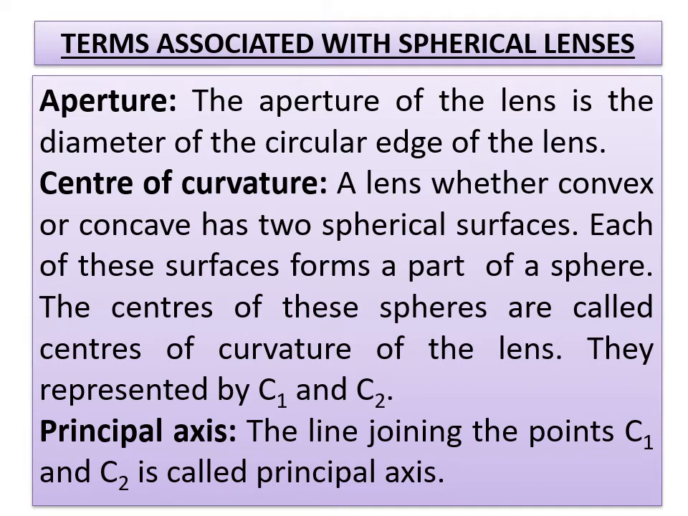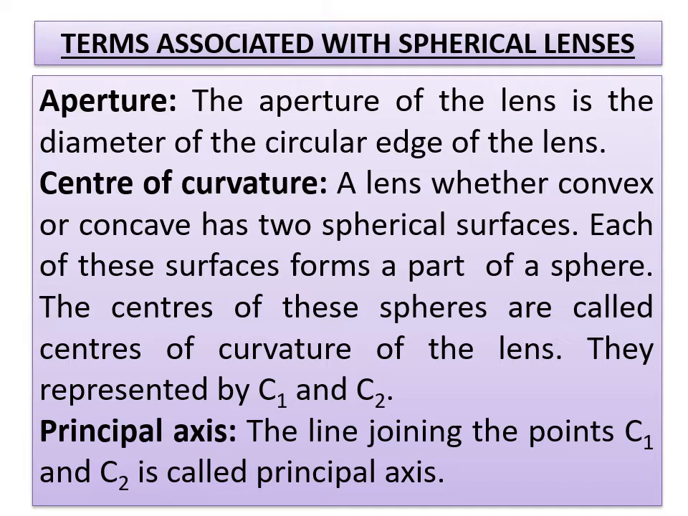Now we will discuss some definitions. Aperture. The aperture of the lens is the diameter of the circular edge, children. You have to remember. Now, when you come to the center of curvature, a lens, whether convex or concave, has two spherical surfaces. Each of these surfaces forms a part of a sphere. Already I have explained in the diagram.